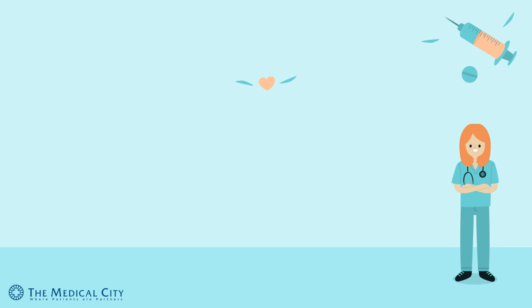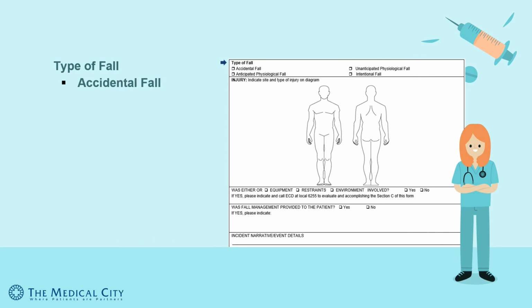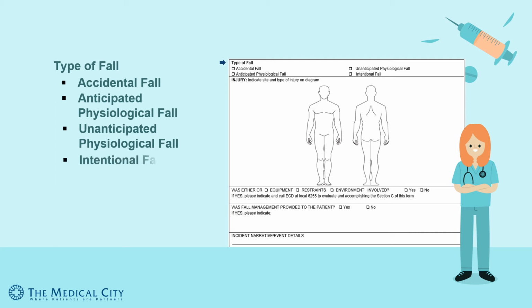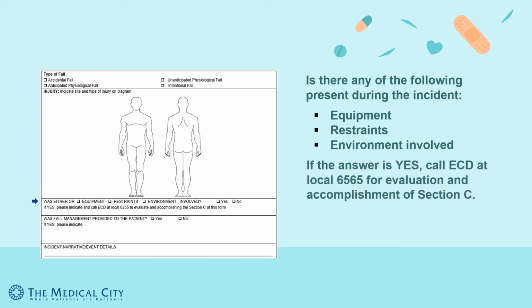We now classify the type of fall. Put a check on the box if the patient experienced accidental fall, anticipated physiological fall, unanticipated physiological fall, or intentional fall. Physicians may also illustrate the fall-related injury if present, by putting a mark using the figure in the form, for documentation. If there is any involvement of equipment, restraints, or environmental factors during the fall incident, you may call the Environment of Care Department at Local 6565 to evaluate the physical setup of the location, and for them to accomplish Section C of this form.